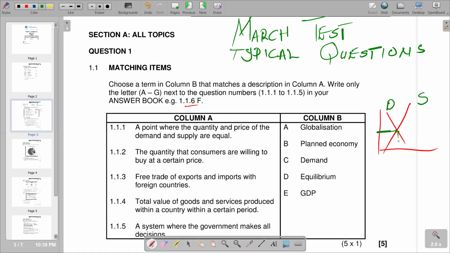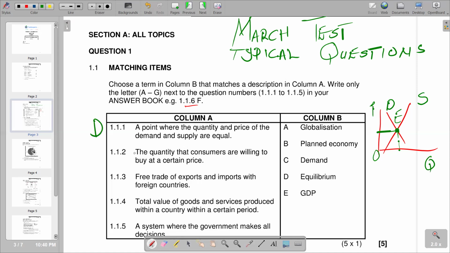So that's where the price is equal to the quantity. Remember, the price and quantity are equal at the equilibrium point, where the vertical axis is represented by price and the horizontal axis by quantity. So basically, that's the typical graph for the point of equilibrium where the supply curve intersects the demand curve. That's where we have a point where the quantity and price of demand and supply are equal. So that's exactly equilibrium. So D is our correct response. So we are saying D on the first part.